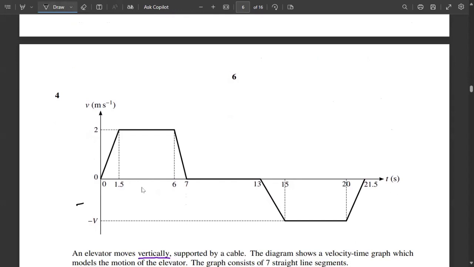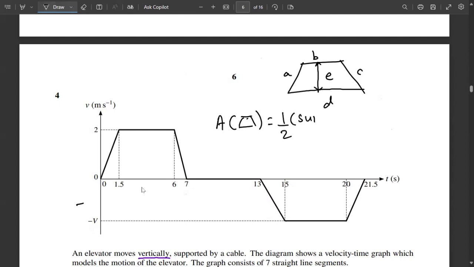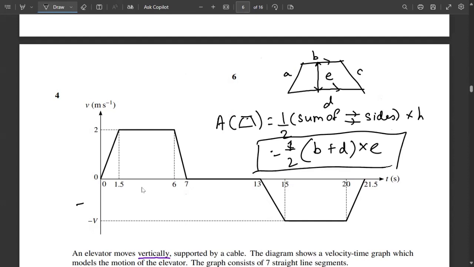So if this is a trapezium right here, with sides A, B, C, D, and this is E. The area of the trapezium in words is half into sum of parallel sides into height. Here the parallel sides are B and D. So the area of the trapezium will start with half into sum of parallel sides, which is B plus D, and height will be A. So this is the area of the trapezium.